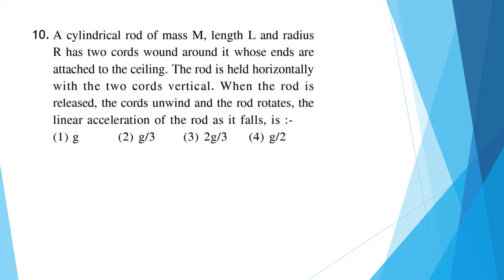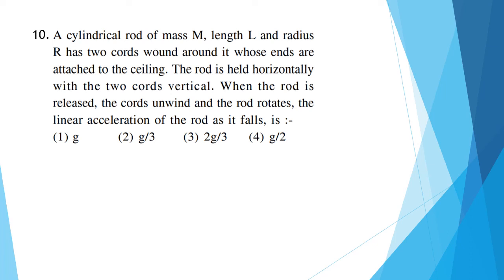Question 10. A cylindrical rod of mass m, length L and radius r has two cords wound around it, whose ends are attached to the ceiling. The rod is held horizontally with the two cords vertical. When the rod is released, the cords unwind and the rod rotates. The linear acceleration of the rod as it falls is?